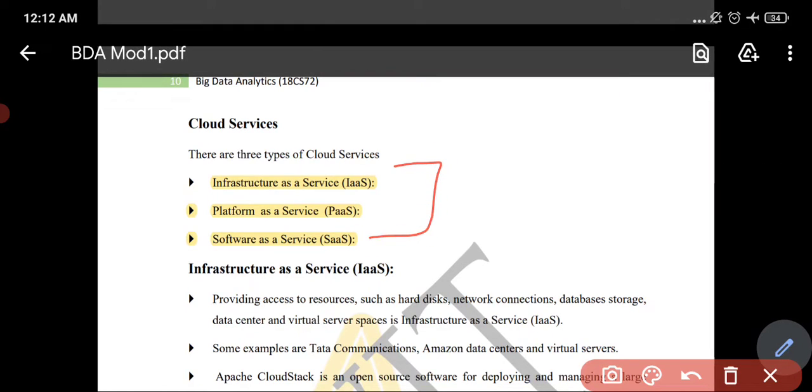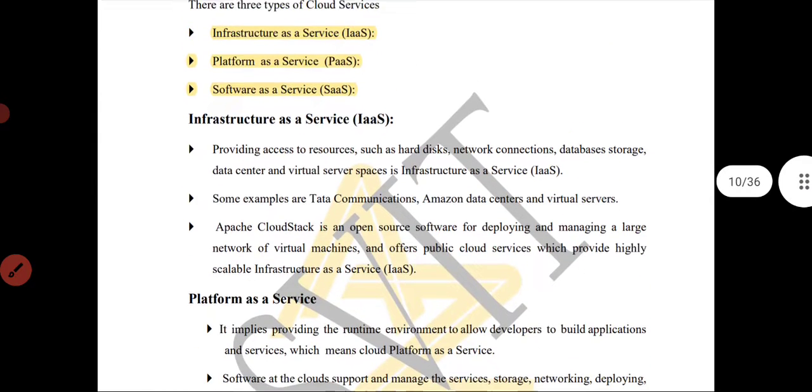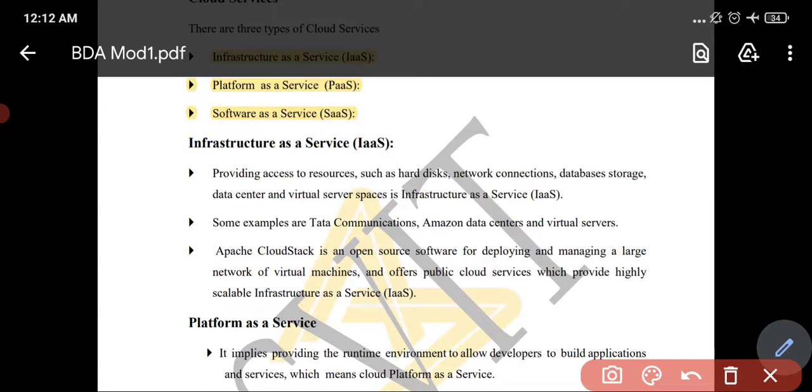There are three services provided by cloud computing, that is IaaS, PaaS, and then SaaS. So let's see what they are. IaaS means infrastructure as a service, platform as a service, and software as a service. First we'll look into IaaS, that is infrastructure as a service. It provides the infrastructure such as hard disk, network connection, database storage, data center, and virtual server. These are the services provided by the service providers.